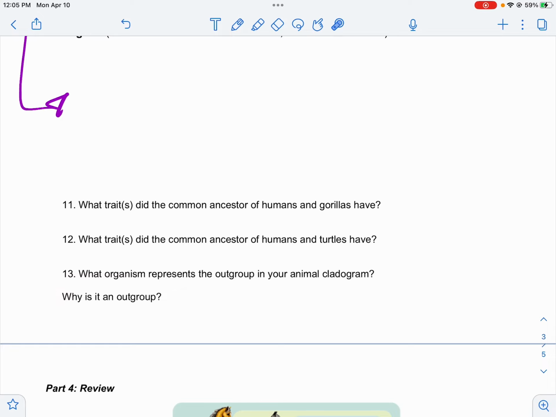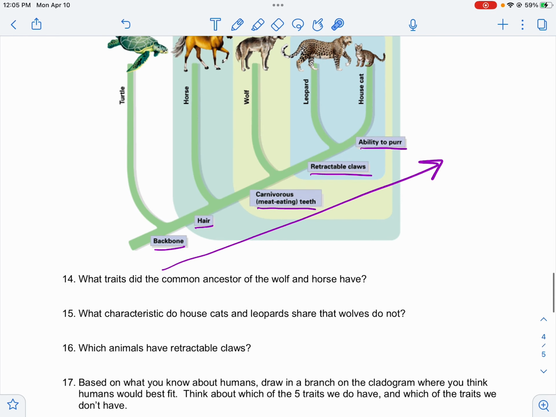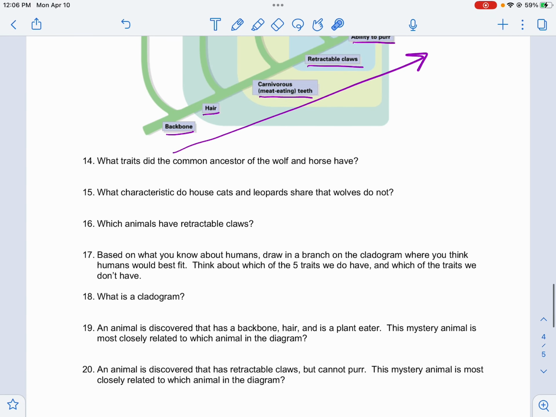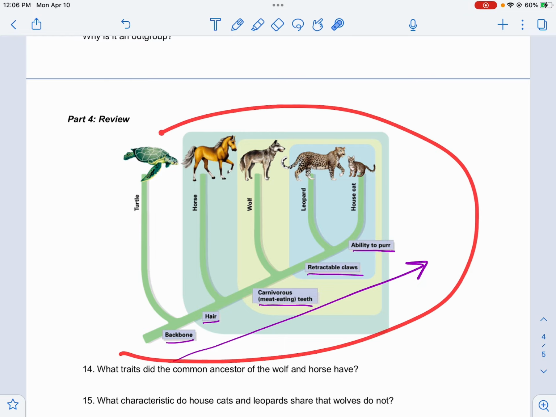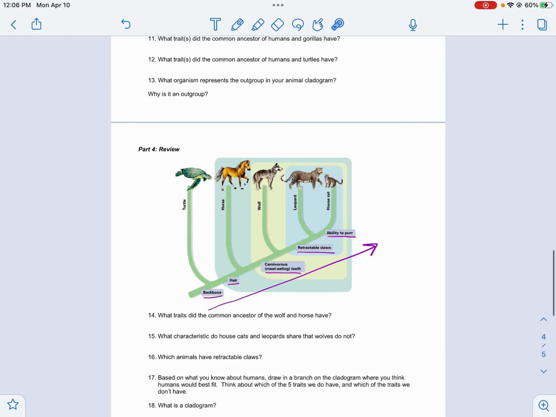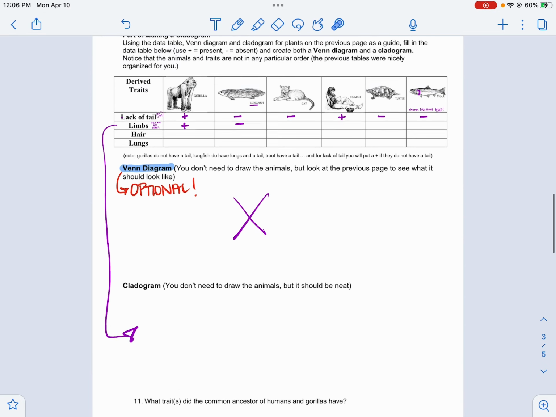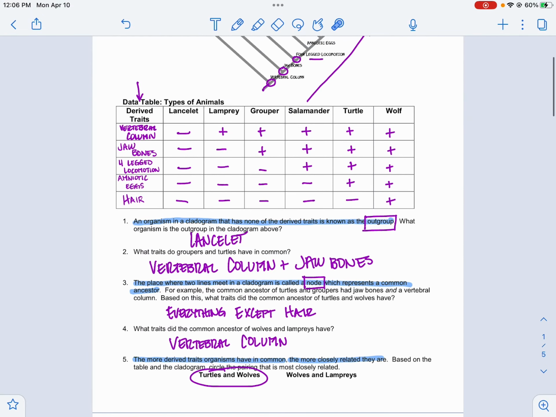Okay. On the last page, you are going to use the cladogram given to you, all right, and you are going to answer questions 14 through 20, okay, using the cladogram at the top of the page, okay? This is due in class, so make sure you get this done and submitted, and we will talk about it next class.